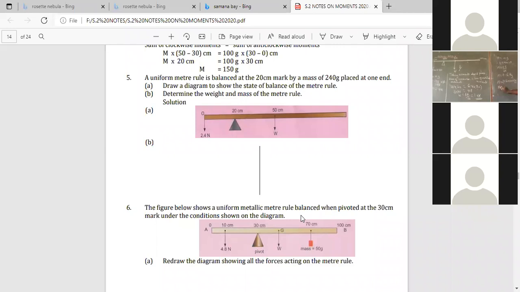160. I prefer that answer to be in grams because the mass that was given was originally in grams. Is that okay? So it would be wiser to give the answer in grams. But if you leave it as 0.16 kilograms, as long as you have the correct unit, you are still correct. Is that okay? So no question, I think.